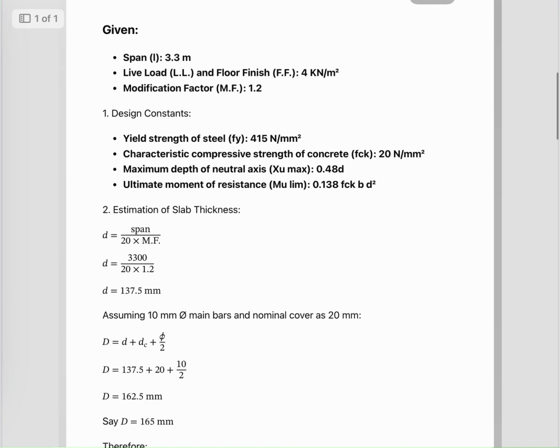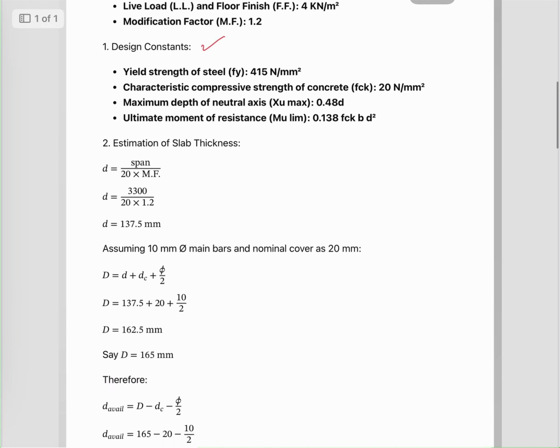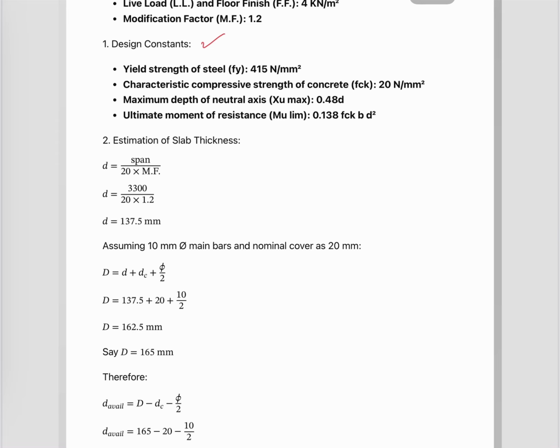So the first step, to identify the design constraints, is completed. Now the second step is to estimate the slab thickness. Before the design of the slab, the slab thickness is very important, and that is calculated by the formula D equals span divided by 20 multiplied by the modification factor.